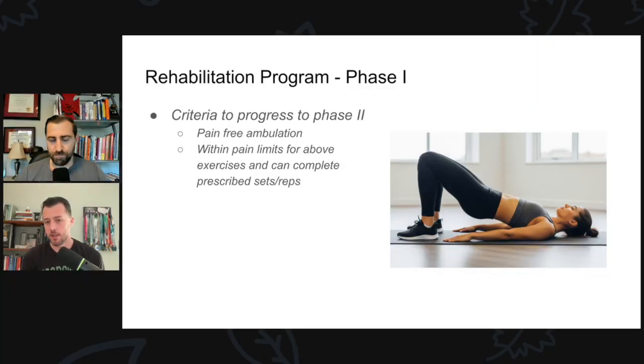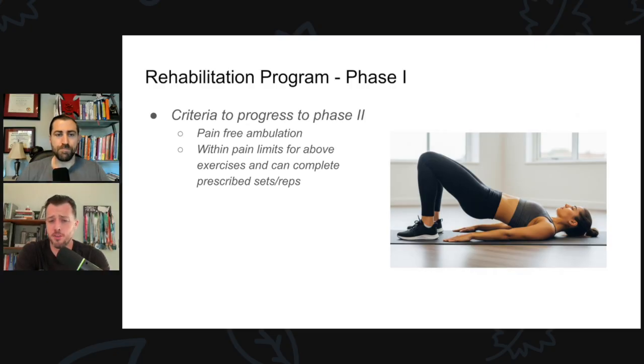So yeah, just quick criteria. How do we know when to get to phase two? How do we know when to progress these people? I think early on, one of the things that you'd want to see, and an Aspetar protocol points to this, is we want pain-free ambulation. So if the person is walking around with pain, let's pump the brakes a little and take it a little easier with these phase one exercises.